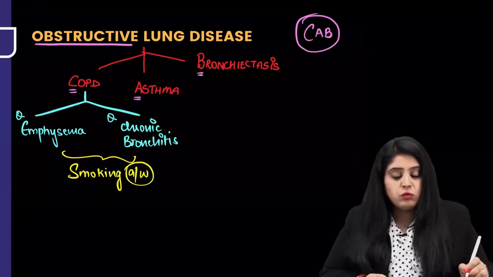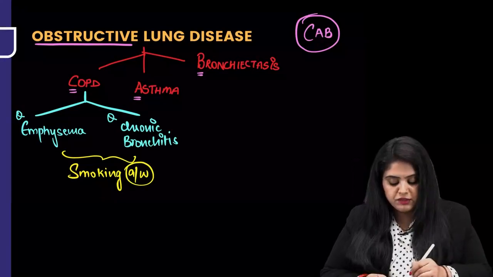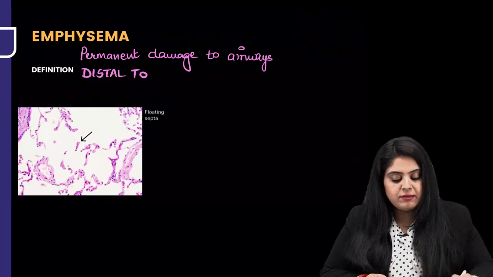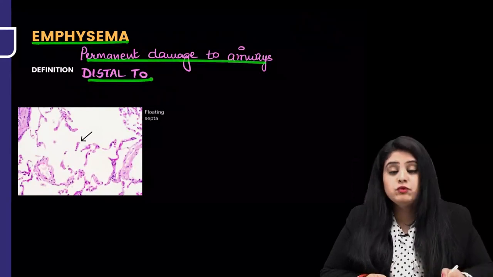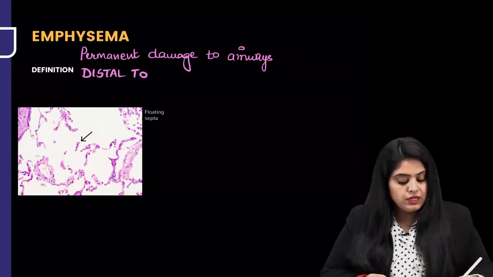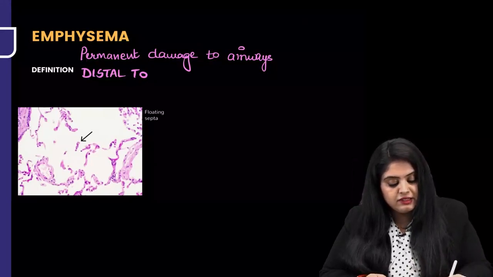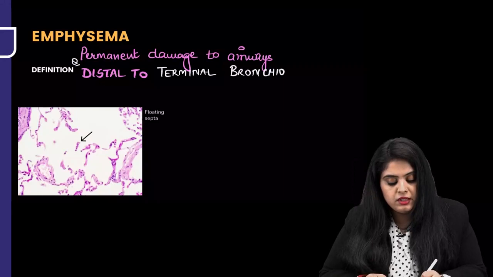The association with smoking is very strong. So starting with the first one, and that is emphysema. Can you fill in the blanks for me? Can you tell me that emphysema is a permanent damage to which airways? Distal to which? This is a question that has come in the previous years, and they say that this is distal to the terminal bronchioles.